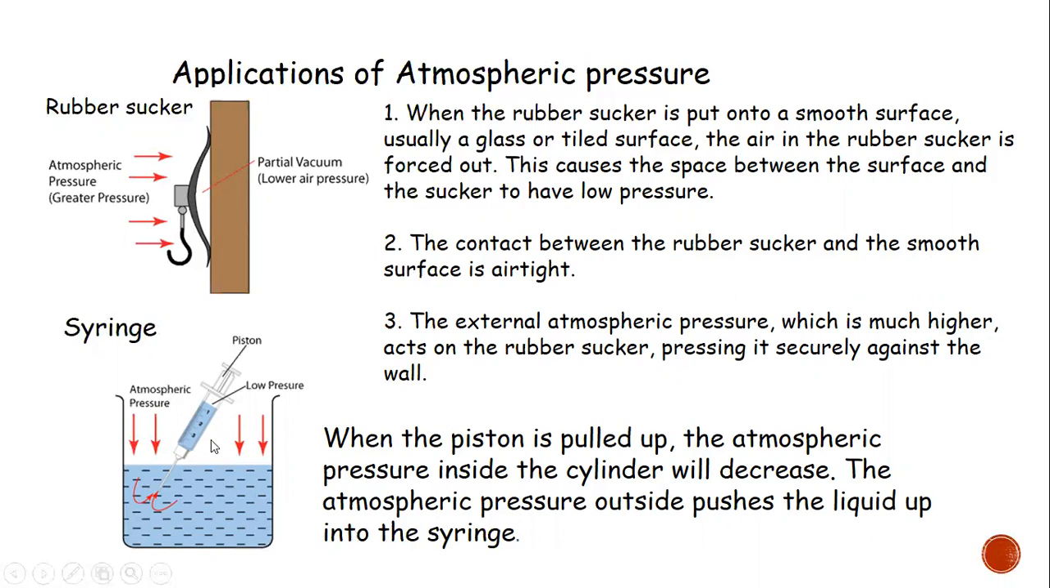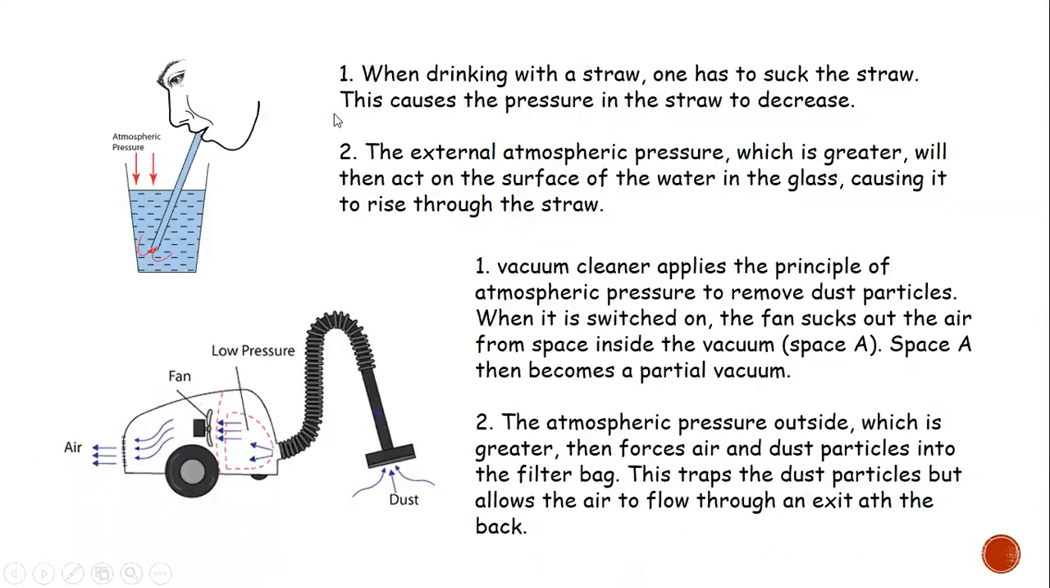So this is the syringe, and how the syringe operates. When the piston is pulled up, the atmospheric pressure inside the cylinder decreases. The atmospheric pressure acting outside is greater, and there is a decrease in pressure inside, so it pushes the liquid up into the syringe. So these are the two applications, and we will discuss more applications.